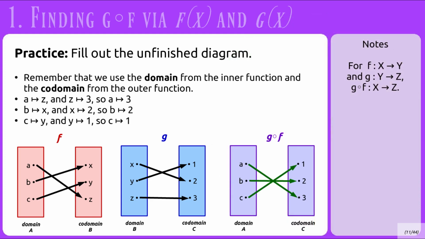So remember that we use the domain from the inner function and the codomain from the outer function. Also, we can see that in f, a maps to z. In g, z maps to 3. So in g of f, a will map to 3. And we can look at the same for b to x, x to 2, so b goes to 2. And c to y, y to 1, so c goes to 1.